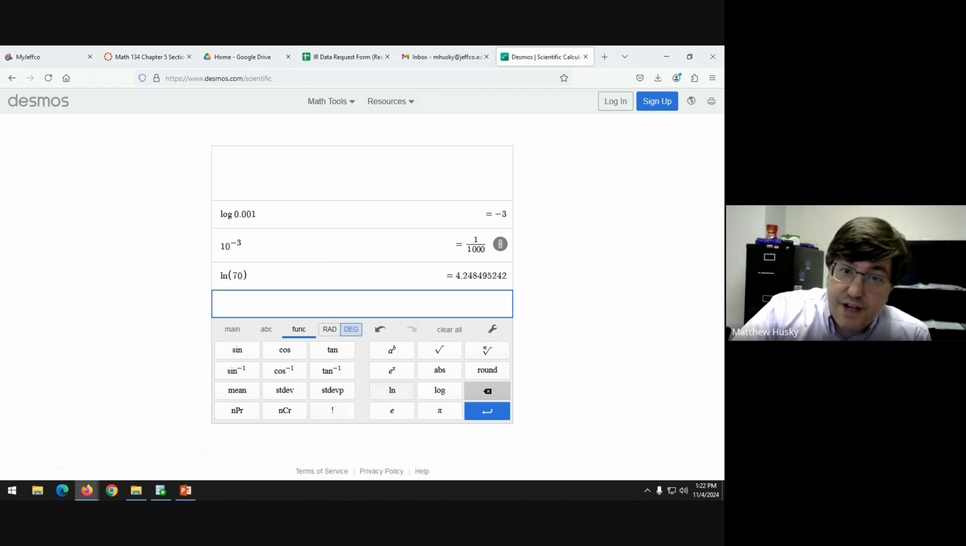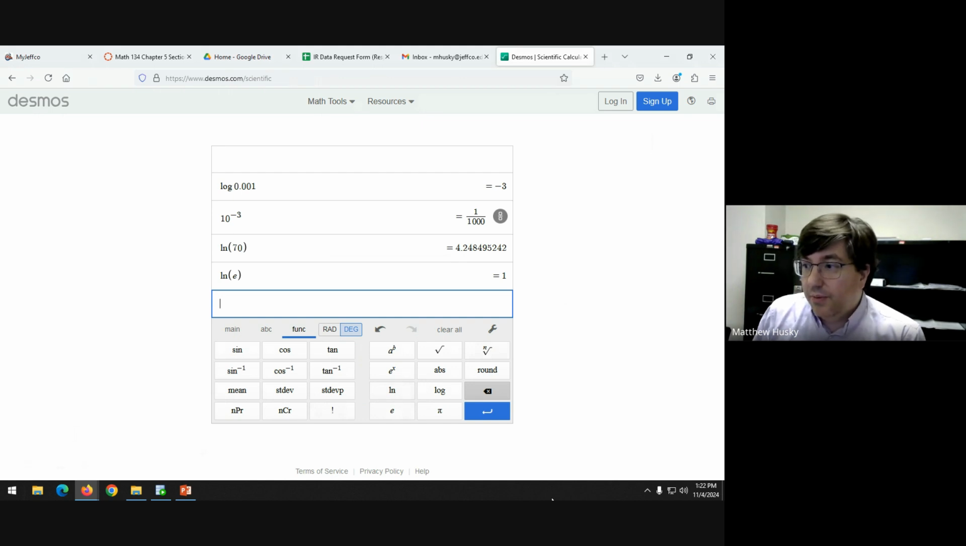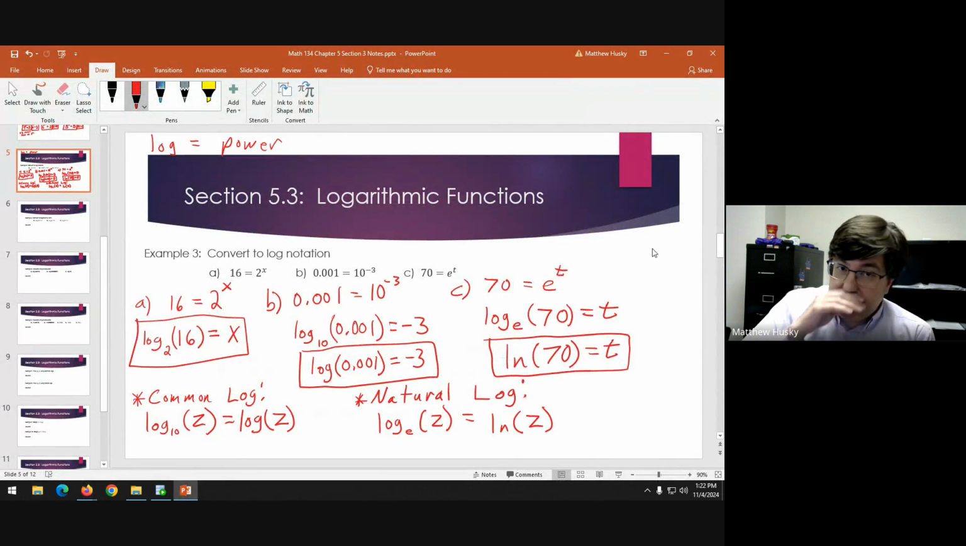And fun fact, if you did ln of e, it would give you 1, because e to the first power would equal e. So that's what log base e would be. But anyway, there is that one there. That would be the natural log, or ln.